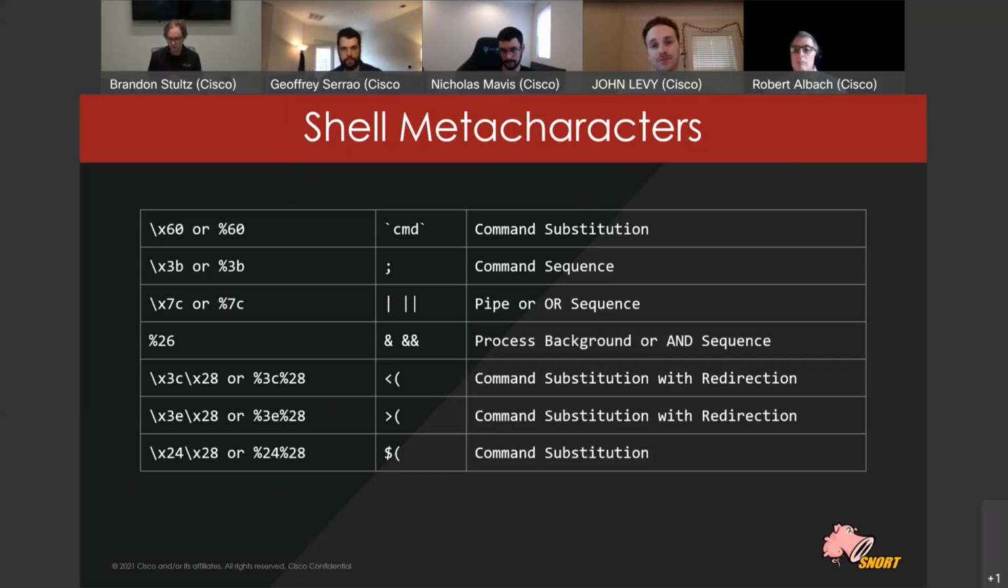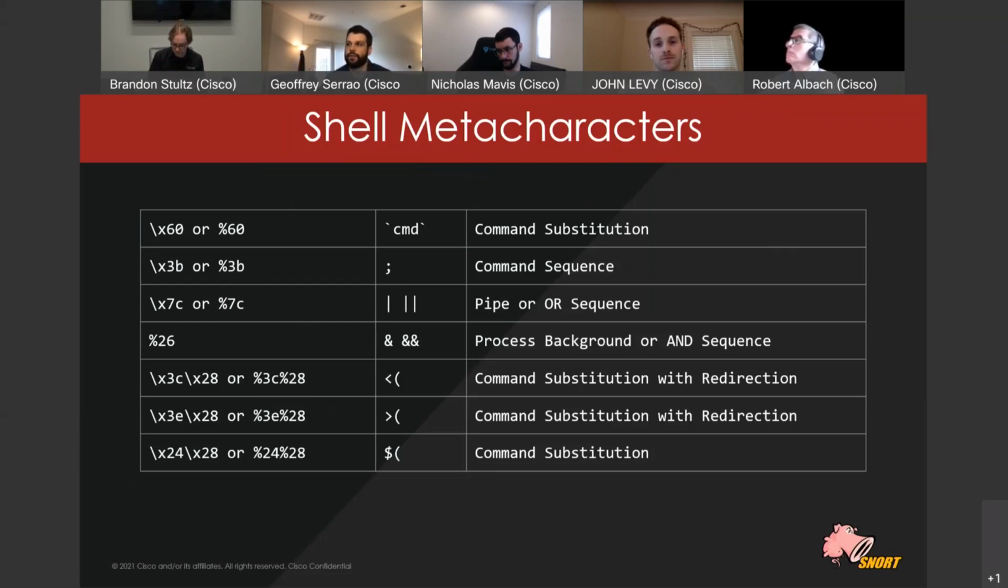How do we get these into a rule? The usual way that we get these into a rule is with regular expressions. And I'll go over some of the techniques that you can use for matching these shell metacharacters. Usually it just involves placing the shell metacharacters into what's called a character class, which matches any one of the characters. It's like ORing the characters together. You match command substitution or command sequences or pipes or process backgrounding.